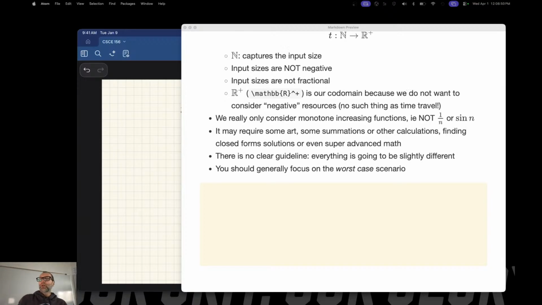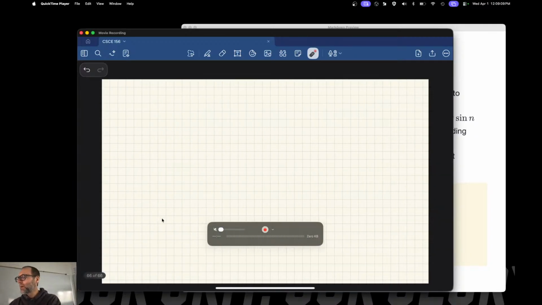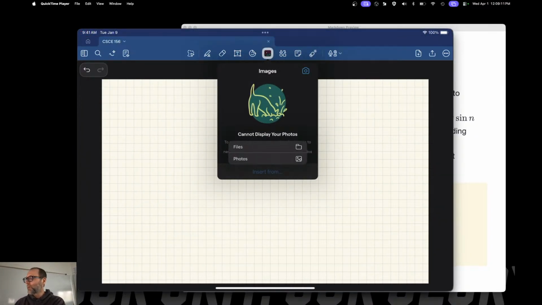Also, we're generally going to consider only the worst case scenario because we're going to keep it simple. We don't want to look at more advanced stuff like an average case analysis. We don't always want to be optimistic and think that it's going to be the best case, okay? All right. So let's do a very, very simple example to get us started, and then we're going to do more examples on Friday.